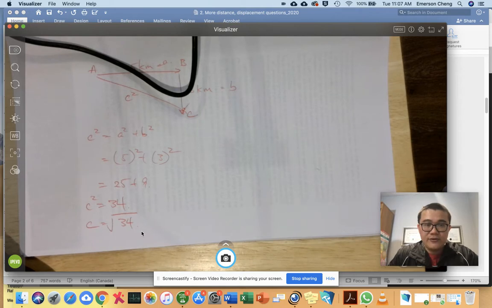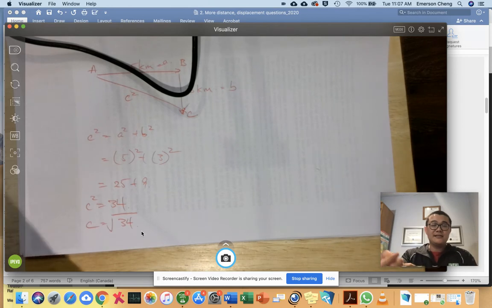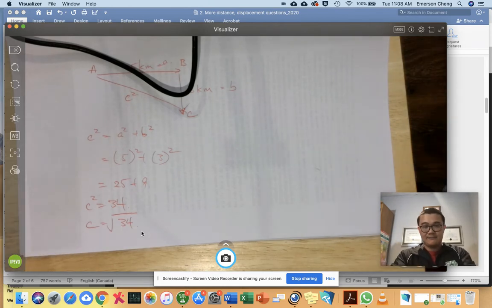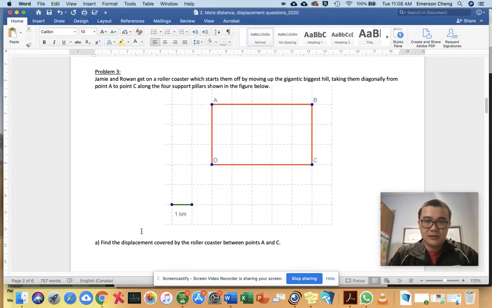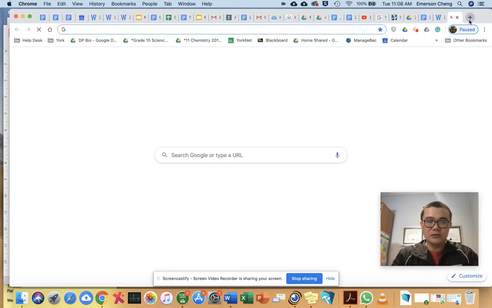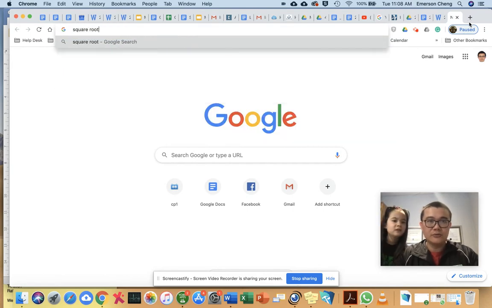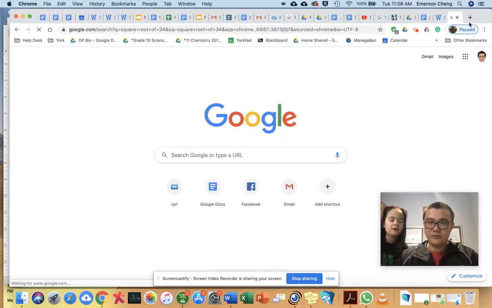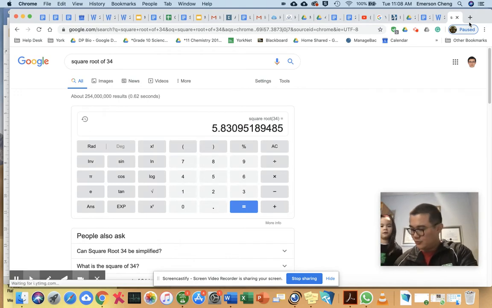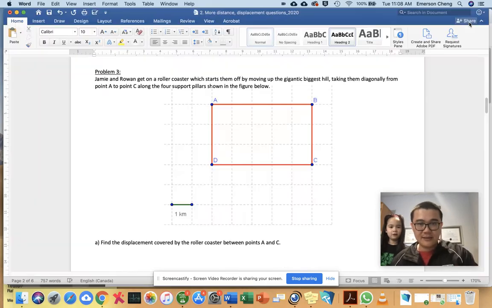So anyways, coming back to 34, I am guessing right now it's something close to 6. It's less than 6, so 5 point something. We'll use a calculator or Google. The square root of 34 equals 5 point, ooh, I was a good guess, 5.83095.